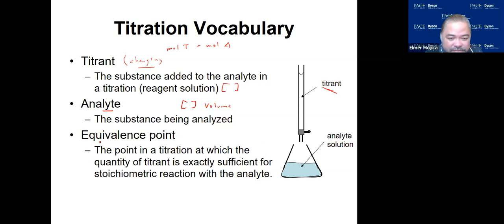Now, we seldom use the equivalence point. The one that we usually use here is the so-called endpoint. But today, you're going to know the difference between the two.